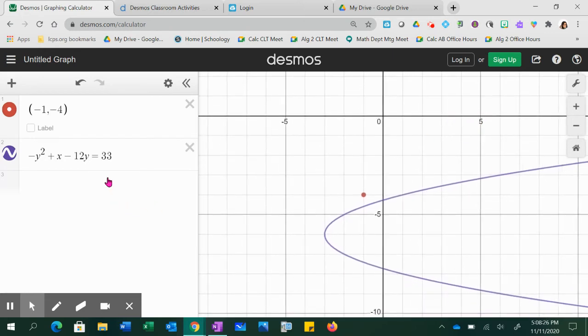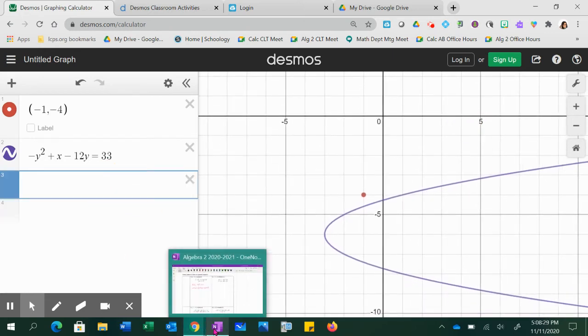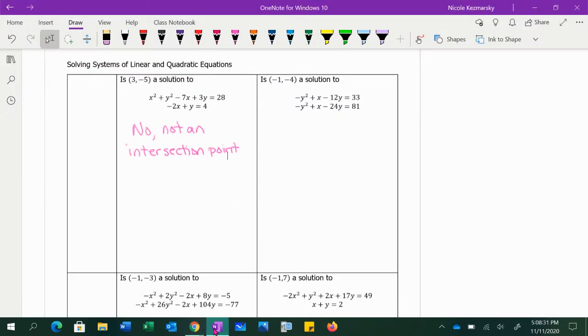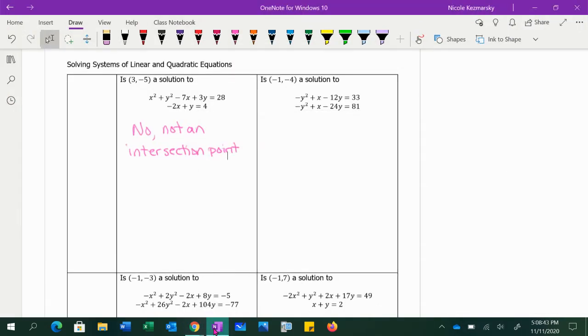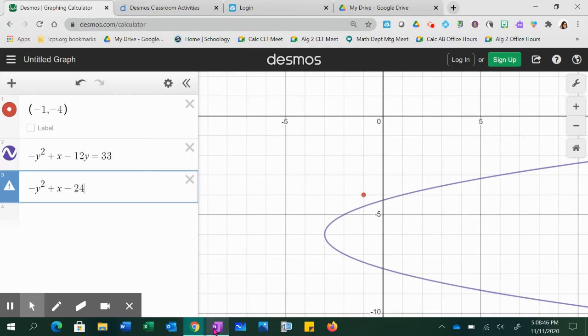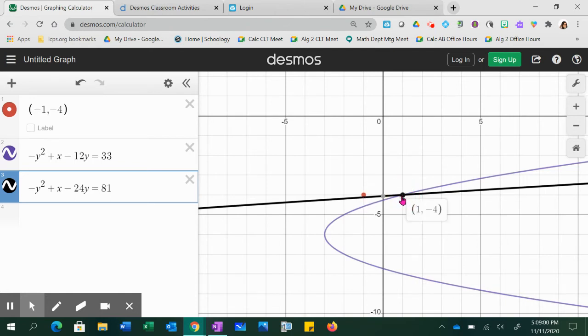Our dot is not on the first equation, so it's not looking good. But let's check. So then I'm going to do negative y squared plus x squared plus x minus 24y equals 81. And sure enough, that equation looks like it gets pretty close to the point, but it's not on it. The intersection point is actually right there at 1, negative 4. So it's not negative 1, negative 4, it's 1, negative 4.